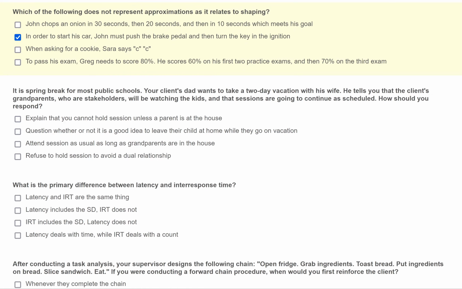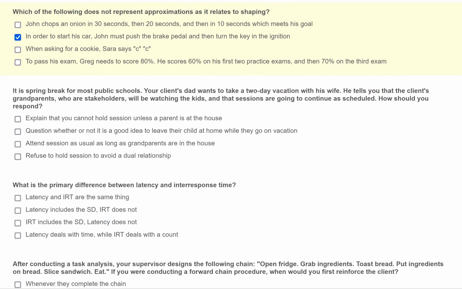B, question whether or not it is a good idea to leave their child at home while they go on vacation. Now, this is very unethical. Okay, we're not maintaining their dignity at all. It is not within our rights at all to question what the client chooses to do on their time. So B is definitely out. Hopefully you can spot that immediately.